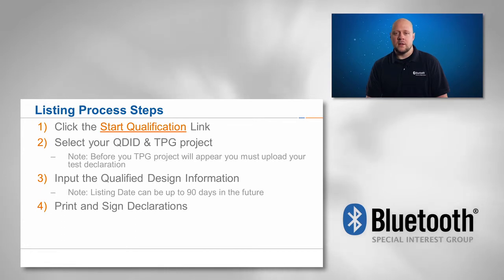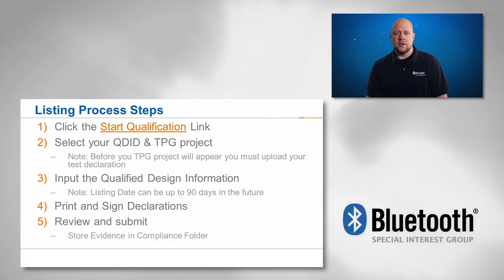Make sure you print and sign the declaration documents and store all required testing evidence in your compliance folder. Last, you will review your information and submit the listing to the SIG for approval. If the project has 0 invalids, then it will automatically be approved.